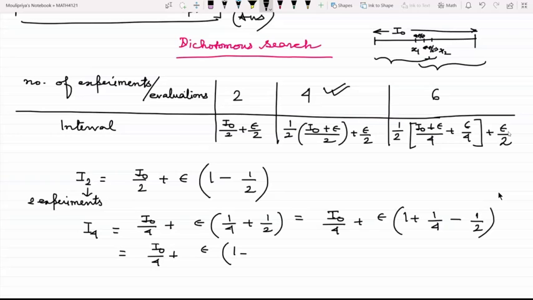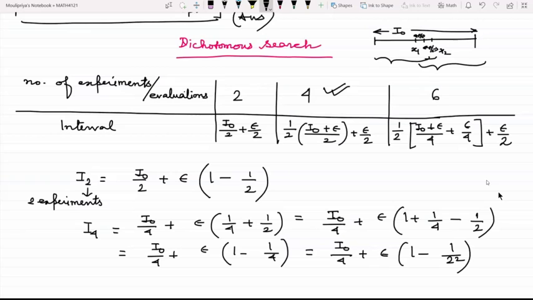তার মানে what I'm trying to do is I'm trying to look for a general rule. This is I0 by 4 plus epsilon times 1 minus 1 by 2 square. Can I do it? Yes, ma'am. Do let me know.